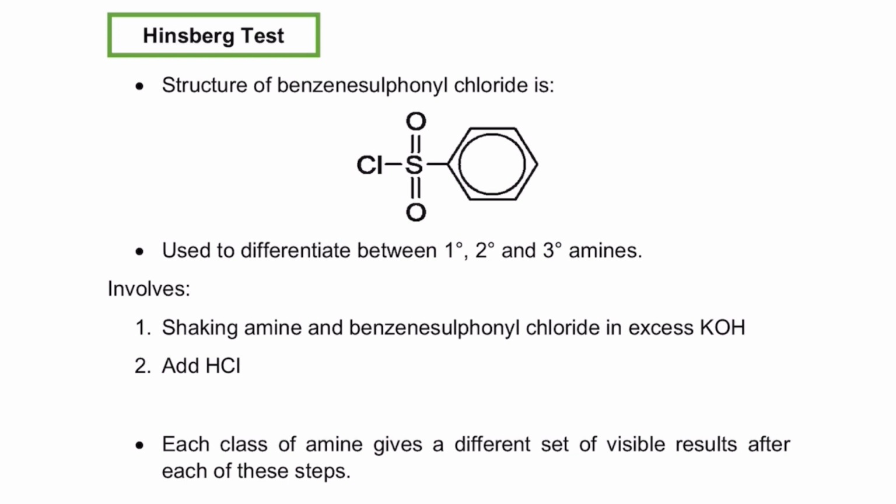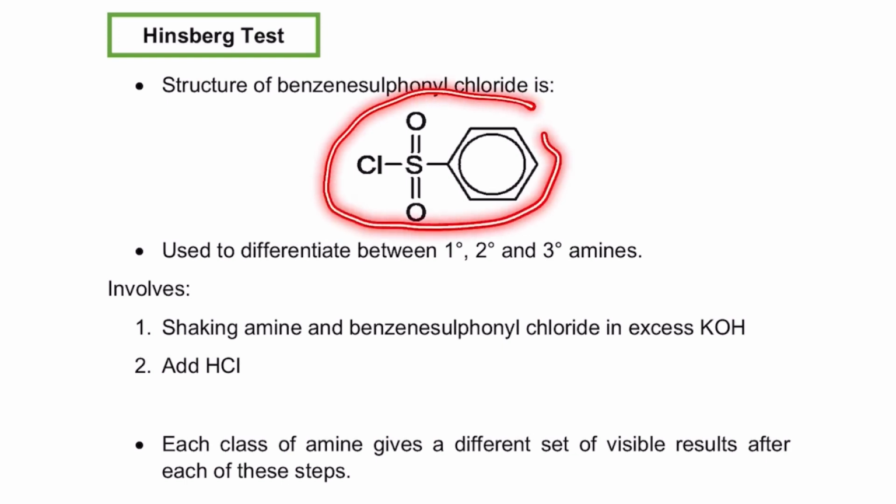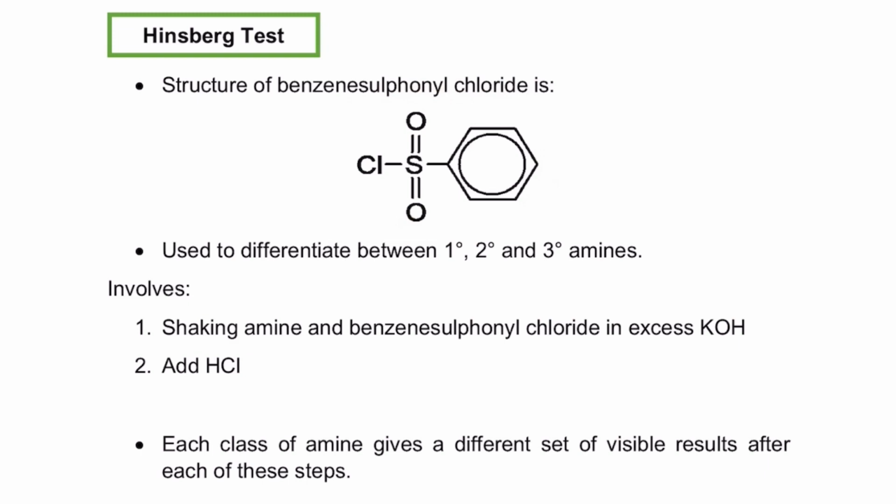The structure for benzene sulfonyl chloride adalah this one. Dan kita akan gunakan this test to differentiate between primary, secondary and tertiary amines. So how to do this reaction? First, we are going to shake amine and benzene sulfonyl chloride in excess potassium hydroxide. After that, once it mixes well, we are going to add hydrochloric acid. So each class of amine will give you a different set of visible observations after each of these steps.